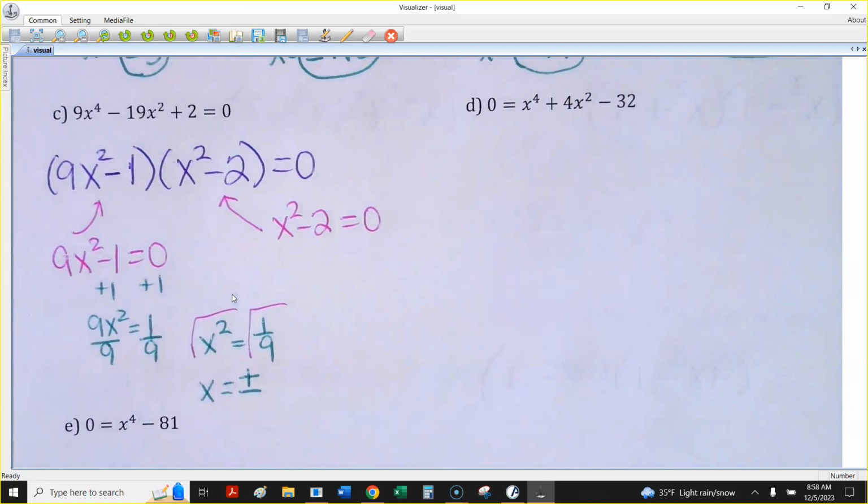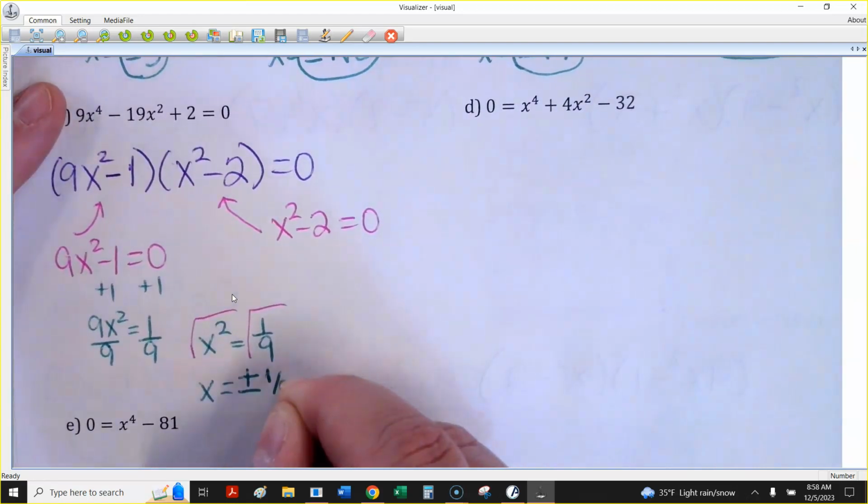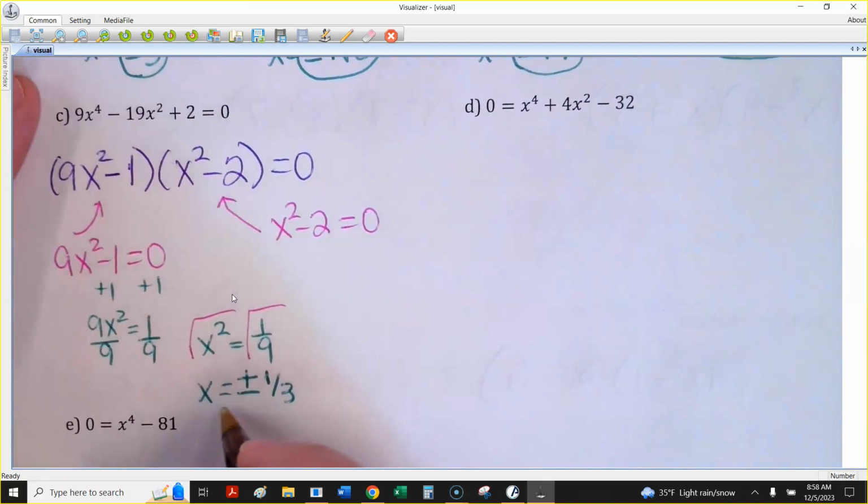Anybody know the square root of 1/9? It's a nice number. Oh, well, it's a nice fraction. We'll say it that way. Like if I take the square root of 1/9, what are you going to say? 1/3. Yeah, 1/3. So the square root of 1 is 1 on the top, the square root of 9 on the bottom is 3, so it'd be plus or minus 1/3.